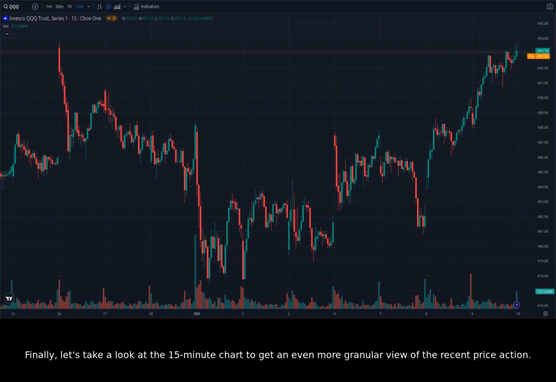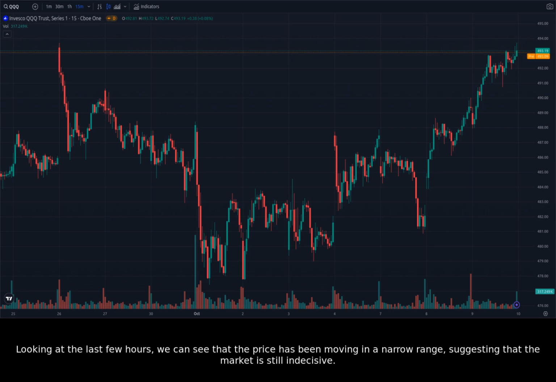Finally, let's take a look at the 15-minute chart to get an even more granular view of the recent price action. This short-term time frame can reveal some crucial information about current market sentiment. Looking at the last few hours, we can see that the price has been moving in a narrow range, suggesting that the market is still indecisive.